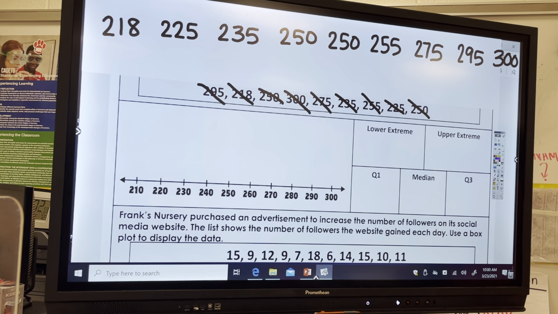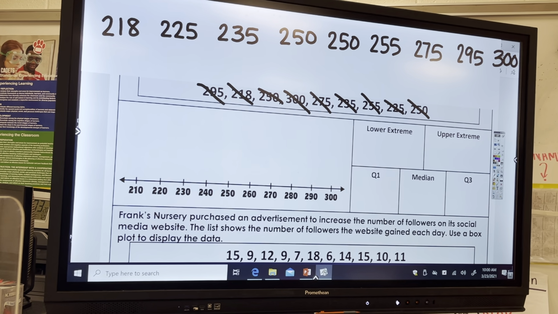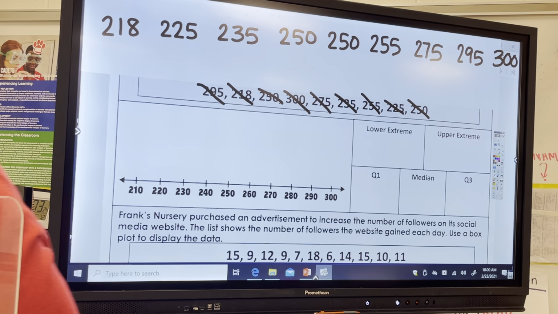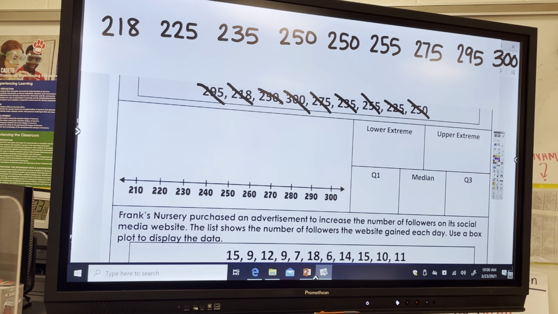All right, check your work with mine. I have 218, 225, 235, 250, 250, 255, 275, 295, and 300. Okay? Now, I want you to figure out the median.